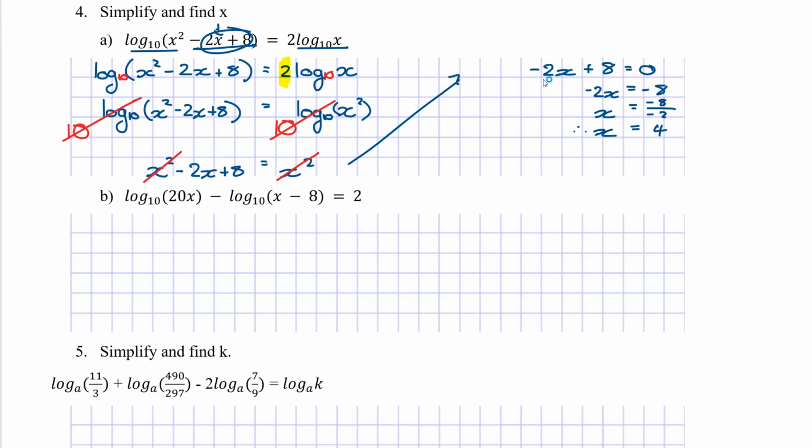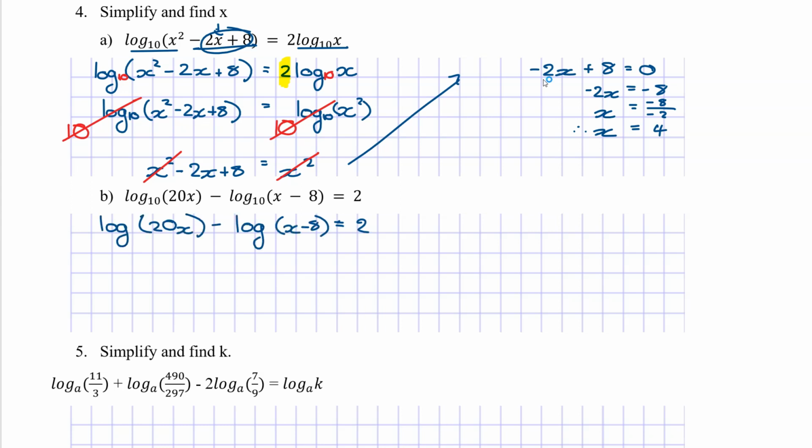Now going down to 4b, we're dealing with log base 10 of 20x minus log base 10 of x minus 8 equals 2. And it's asking us to solve for x again. So similar to what we did in part A, we're going to apply the same logic in part B. So the first thing I'm going to do is rewrite it out.